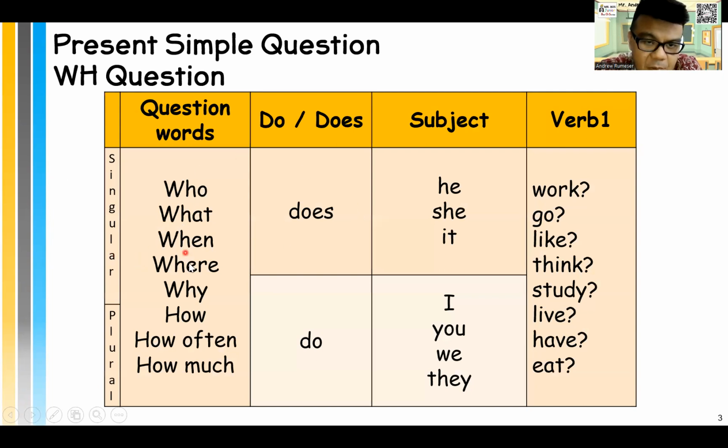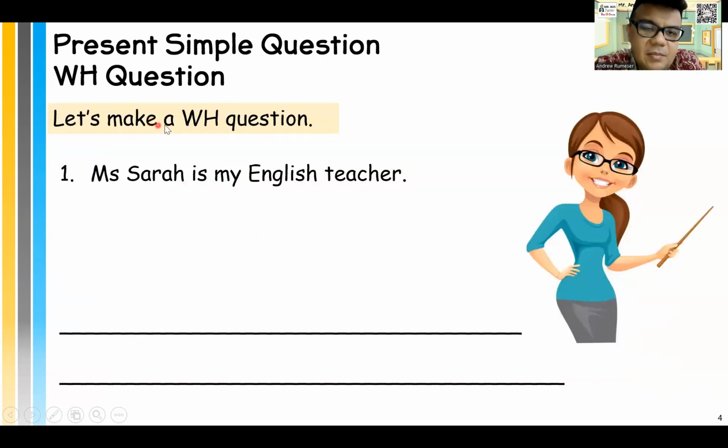So for singular and plural, we have singular, plural. Singular, for example, he, she, it. Plural would be we, you, if it's more than one person, we, they, and then singular can also be I. So, for example, what does he like? And then, how much do I have? Okay, so we can basically combine all of these into WH questions. So let's make some WH questions.